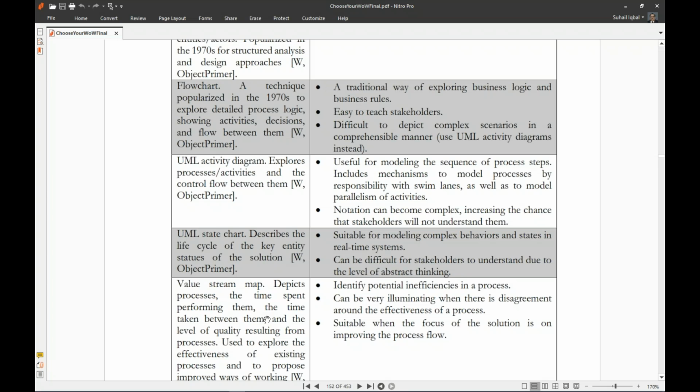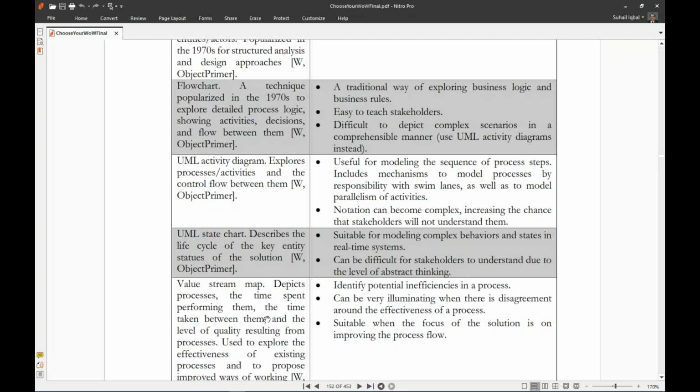Flowchart, next, a technique popularized in the 1970s to explore detailed process logic showing activities, decisions, and flow between them. A traditional way of exploring business logic and business rules, easy to teach stakeholders, difficult to depict complex scenarios in a comprehensible manner. Then next point is UML activity diagram, explores processes and activities and the control flow between them.